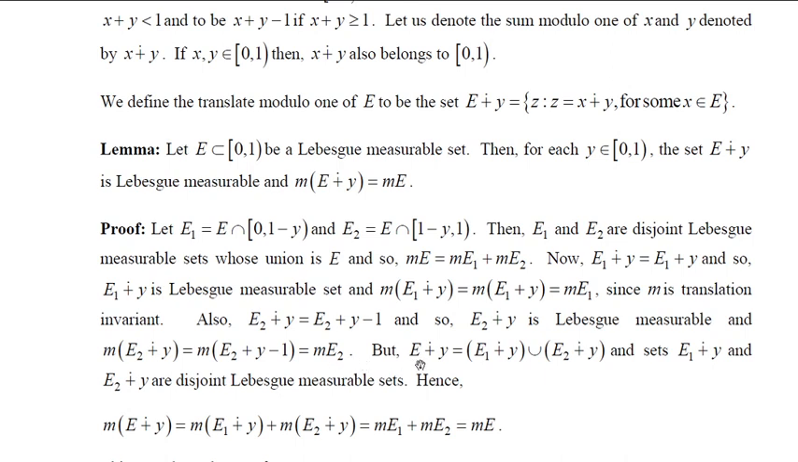But what is the translate modulo of E? The translate modulo of E is the translate modulo of E1 union the translate modulo of E2.